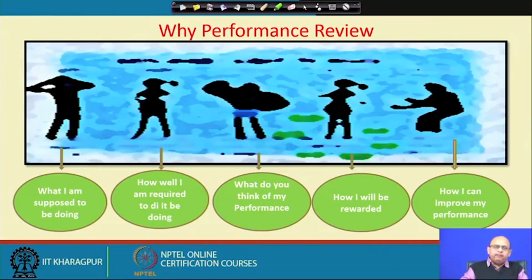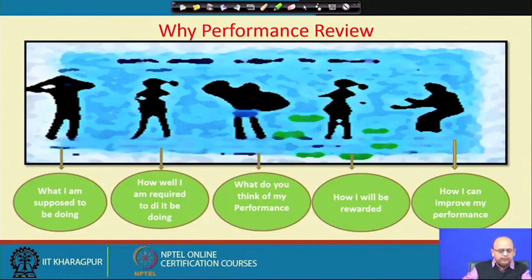Some of the questions that employees might have in their mind are whether they are doing the right kind of things or not, and what they are supposed to do. Basically this question relates to whether I have been doing things the way I am supposed to do or not, and whether I will be doing that properly or not. How well am I required to do it, or what do you think of my performance, because supervisors are going to give feedback about your performance. They might ask these kinds of questions, and then whether it is going to be linked with the reward, which we will discuss later on. There are a lot of questions, like how it is going to improve my performance, which could be answered during the review discussion and analysis that we will take up subsequently in the lectures.